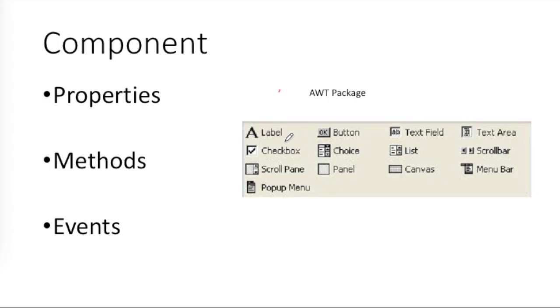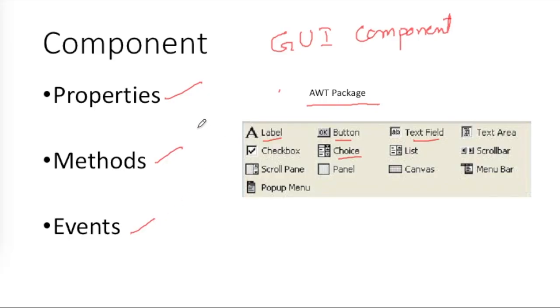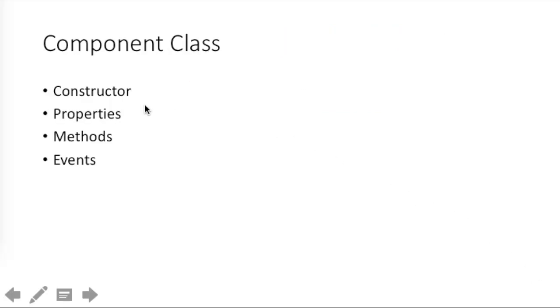Here are examples of components: label, button, choice, text field, and so on. These are all GUI components which are available in Java in the AWT package. So all these components will have three things, that are properties, methods, and events. As I said, all these are available in the form of functions. You can also say these are software components, but they are only used in user interface, so you can also say GUI components.